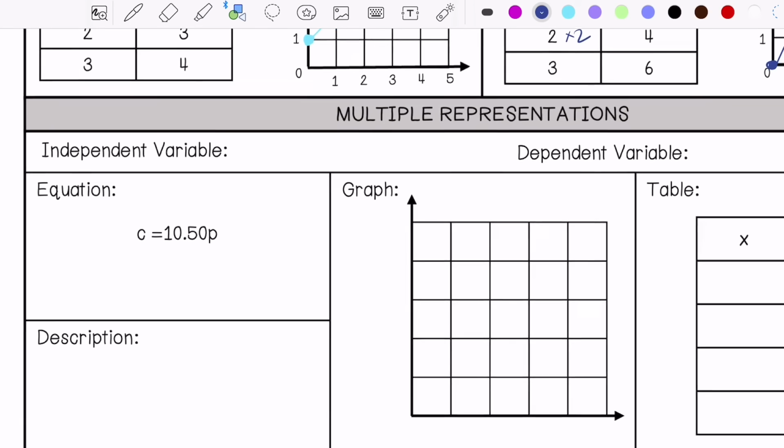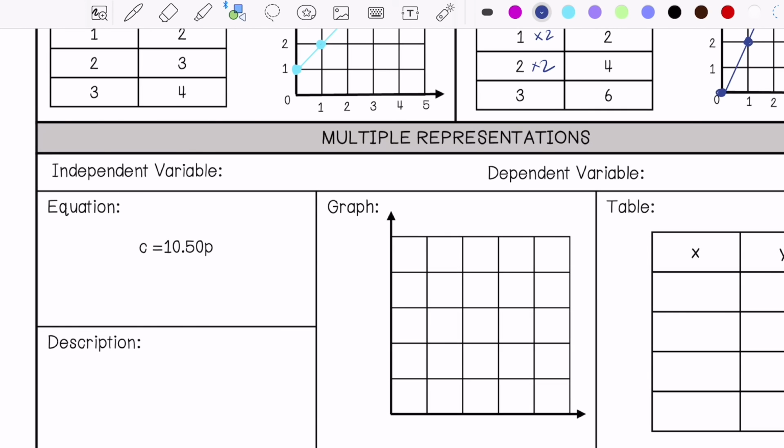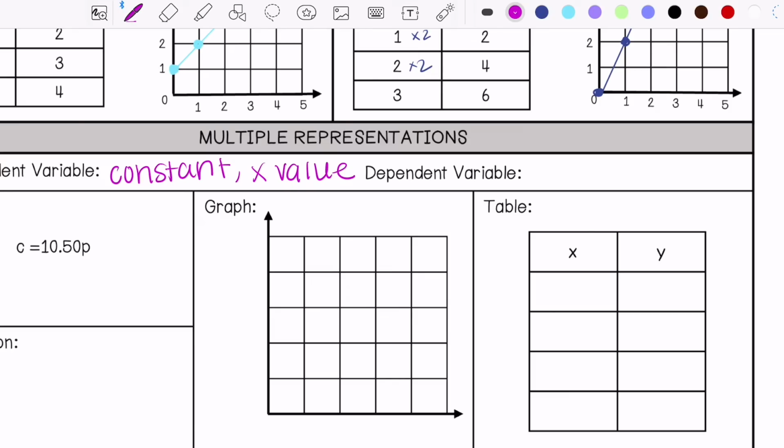All right, multiple representation. So we're going to talk about independent variables. The independent variable is constant, and it is the x value. The dependent variable, it varies, it changes, it depends on the x value, and it is the y value.